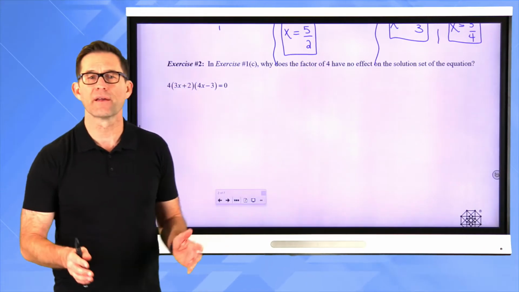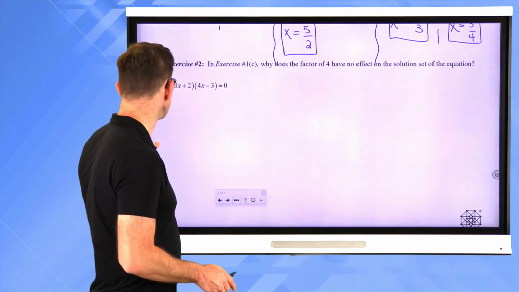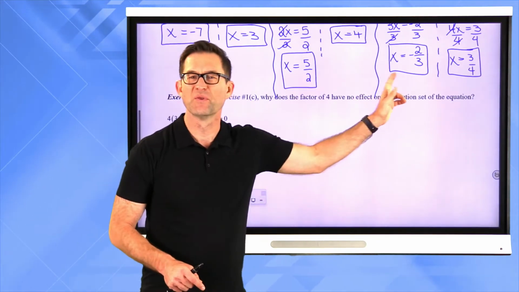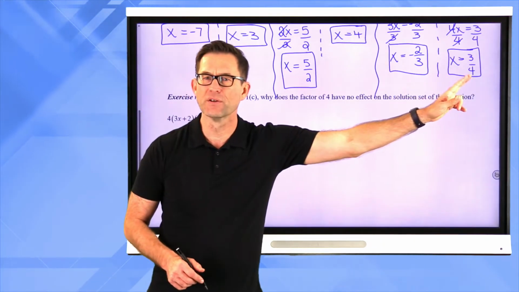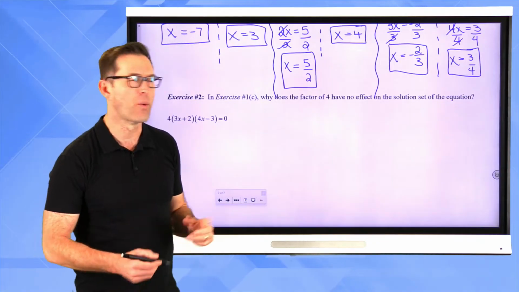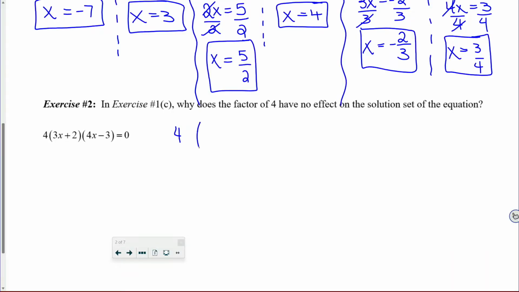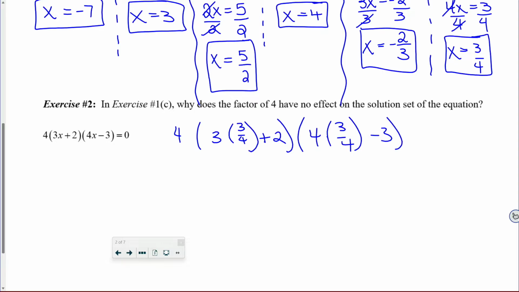Well, let's actually take a look for a moment. Of these two, I don't know which one's a little bit more scary. Let's use the number 3/4 for a moment. Let's take that solution and substitute it into the equation. Let's see what happens. It's going to be a little bit ugly. 4 times 3 times 3/4 plus 2 times 4 times 3/4 minus 3, right, is equal to 0. Let's see if that checks.